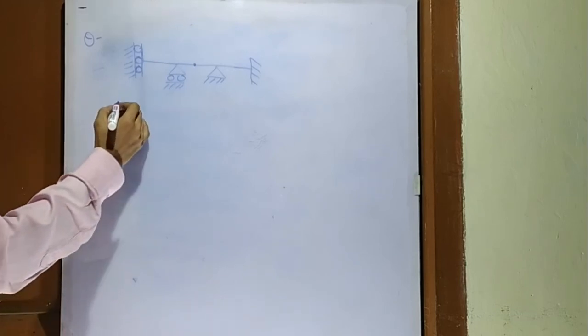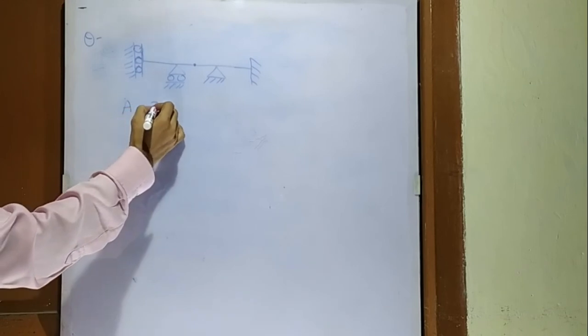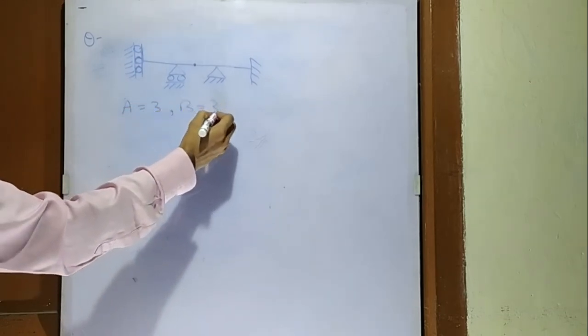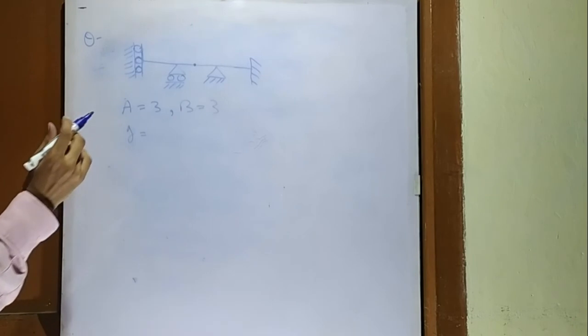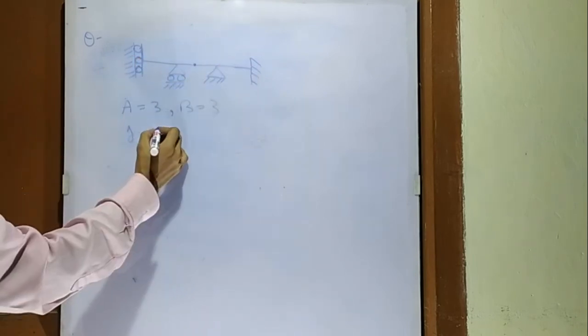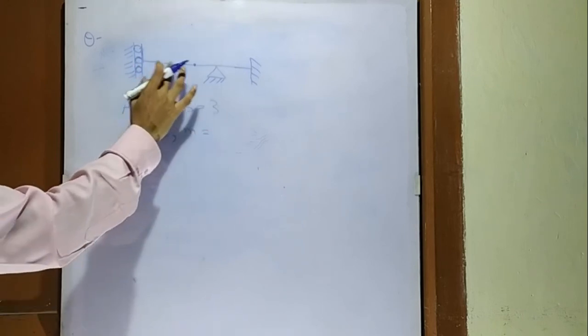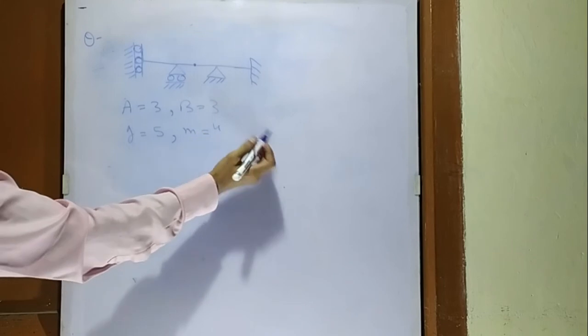So in this case, what is the value of A? The value of A is 3, the value of B is 3, and the number of joints, how many joints are there? 1, 2, 3, 4, 5. Number of joints is 5. What is the value of m? 1, 2, 3, 4. Number of m is 4.